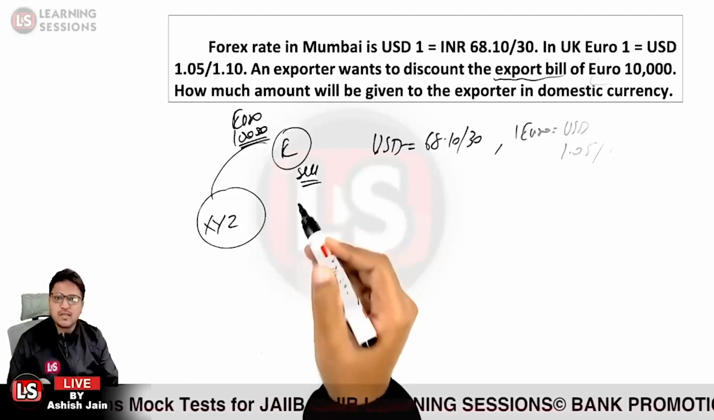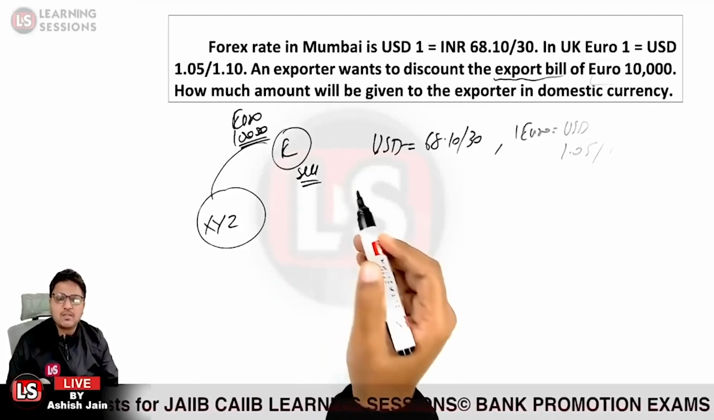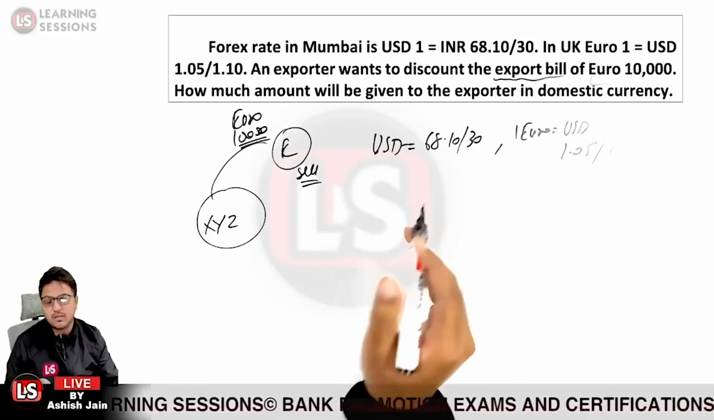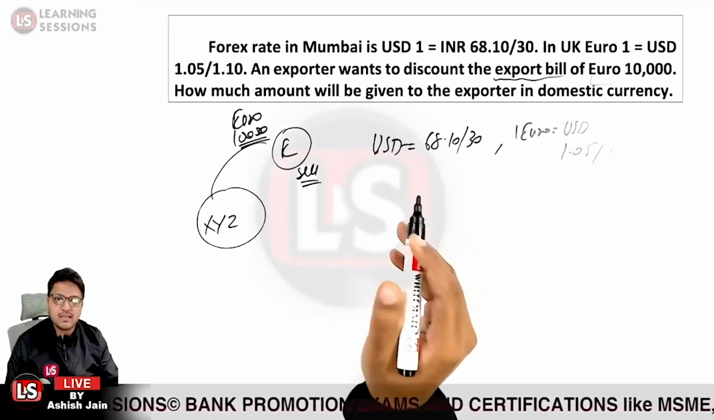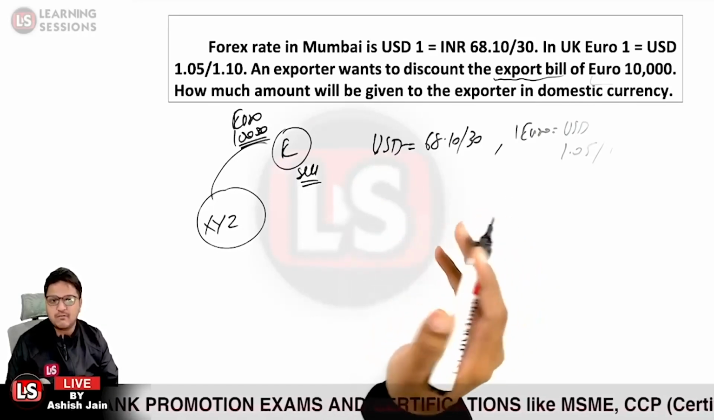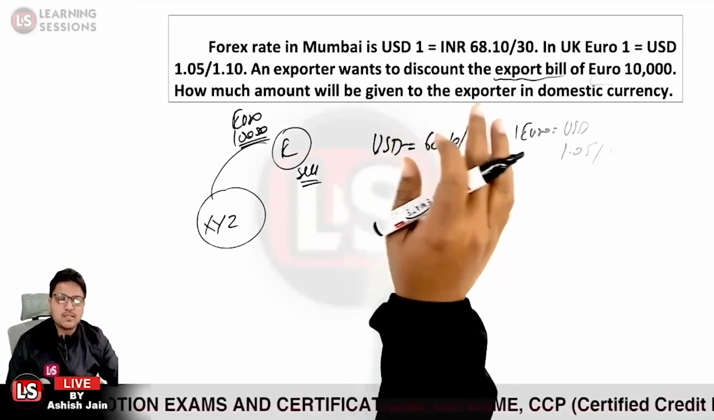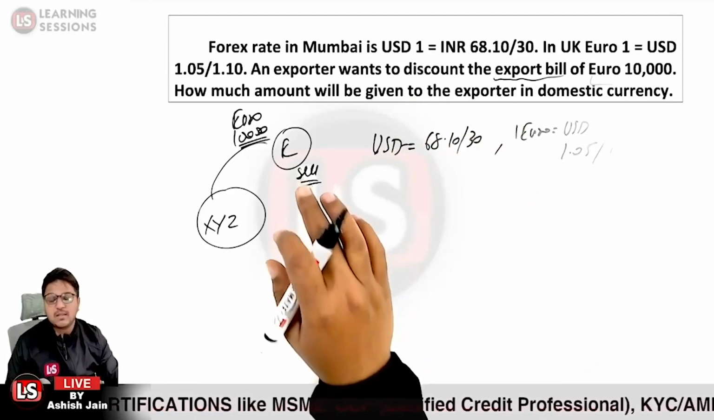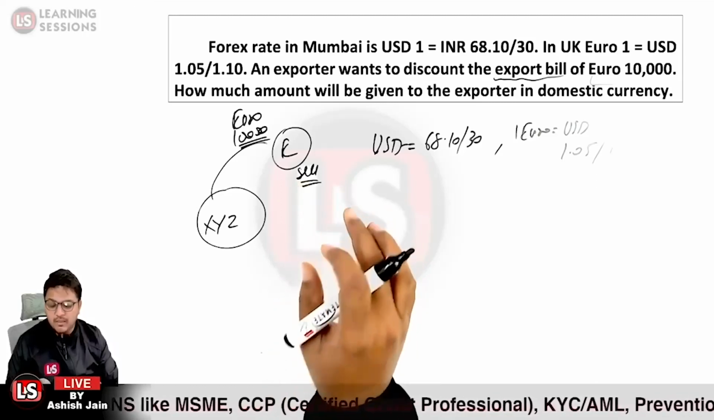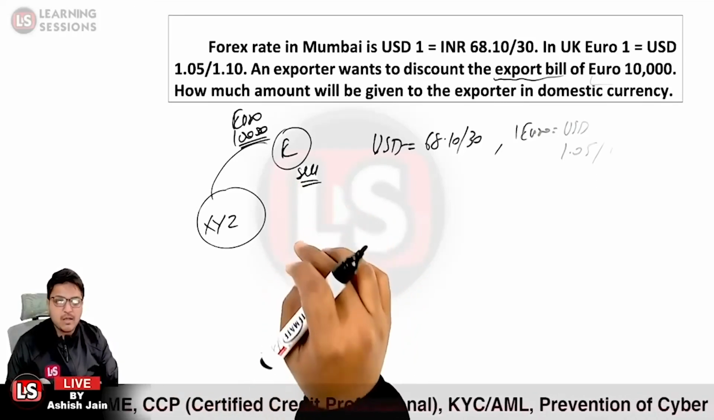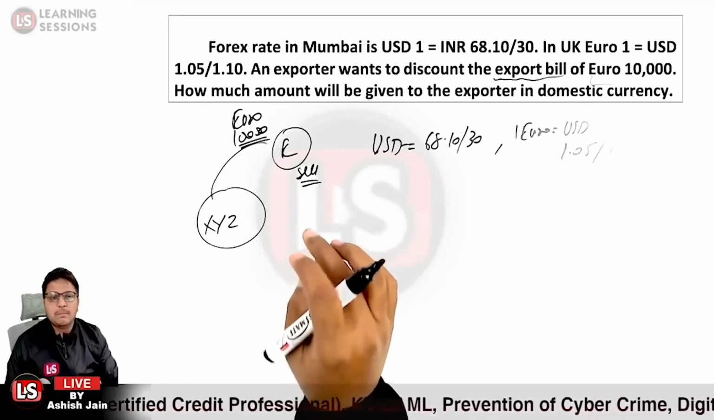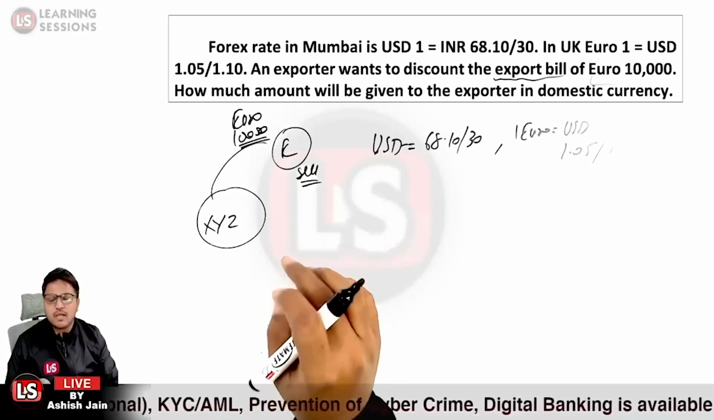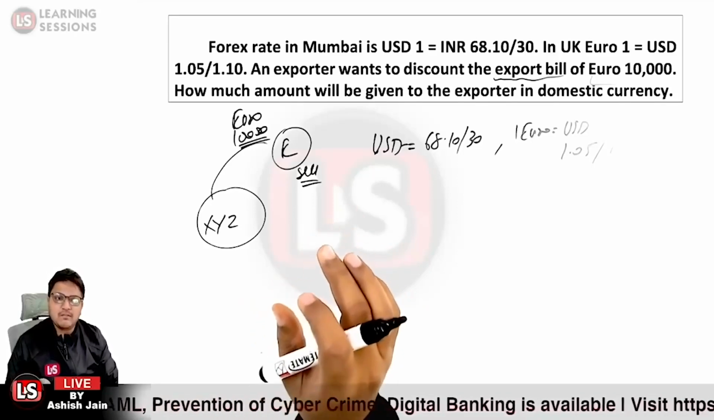But there is no direct currency pair available for euro to INR. So we will first be discovering the euro to INR price. Okay, so it is 1 USD is equal to 68.10/30. Now what the person will be doing, thinking from the customer perspective, is that he will be buying the USDs first of all.